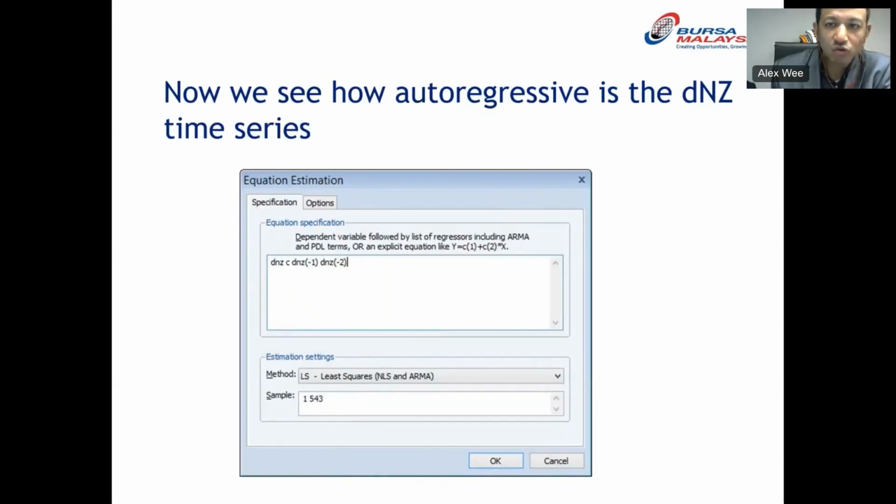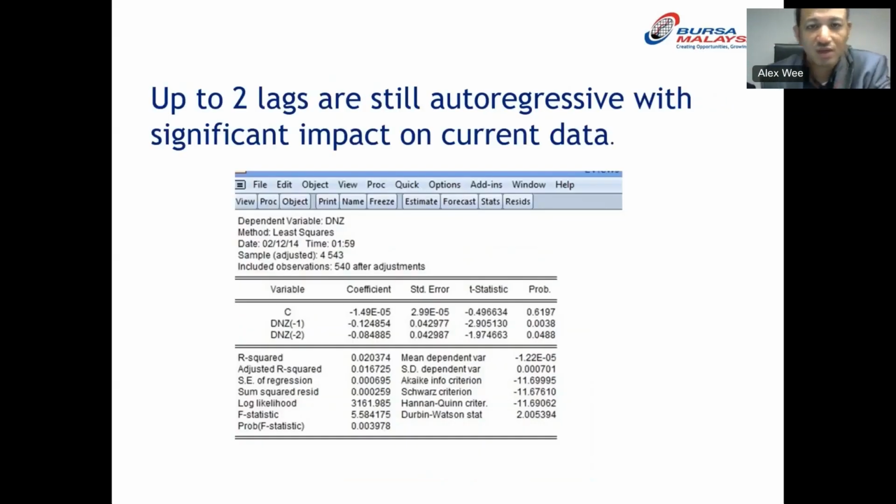So you can see how auto-regressive it is, with one difference, because D and Z means one level difference of the time series. Okay, so from here you can see that up to 2 lags are still auto-regressive with significant impact. It means that 1 data point before and 2 data points before can still impact the New Zealand price. Okay, but more than that is no longer effective. And you can see from here that this is quite a good model. It's not a bad model. Yeah. It's quite a good model.